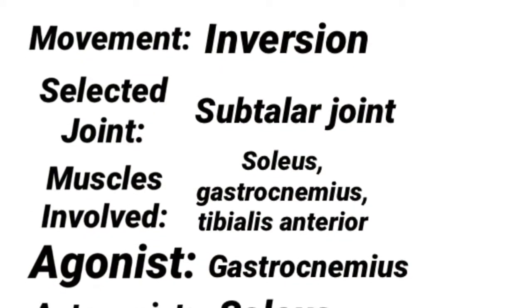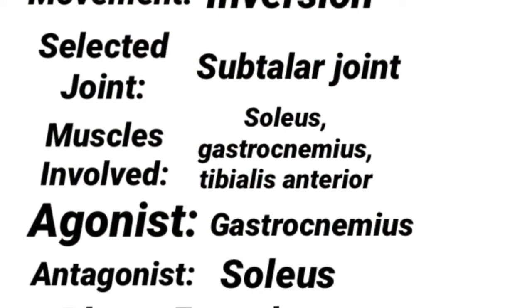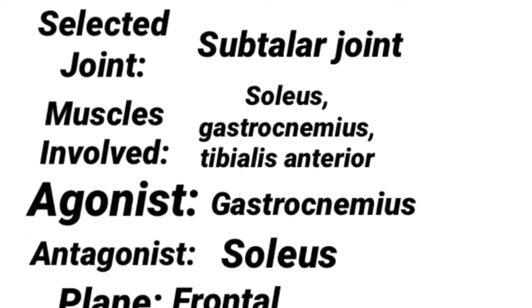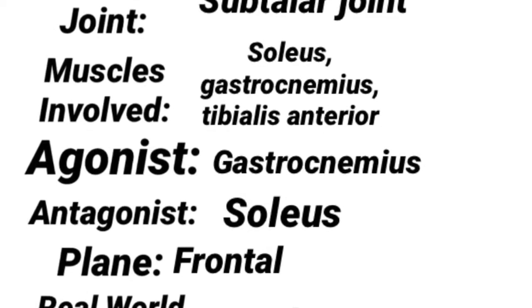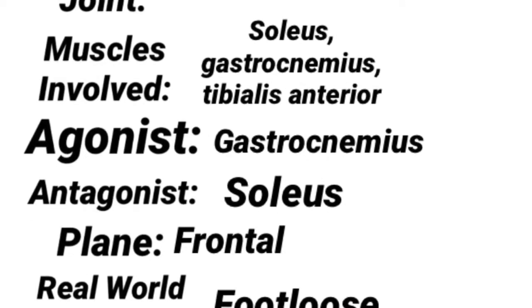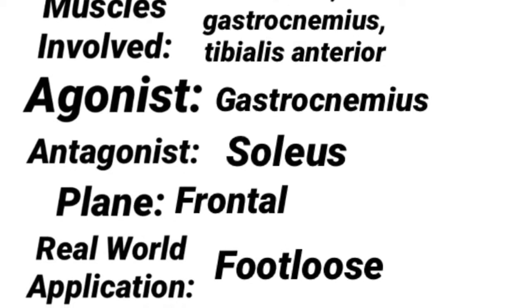Our 10th movement is inversion. The selected joint is the subtalar joint. The muscles involved are the soleus, gastrocnemius, and tibialis anterior. The agonist is the gastrocnemius, and the antagonist is the soleus. This movement takes place in the frontal plane, and a real-world application would be dancing to Footloose.